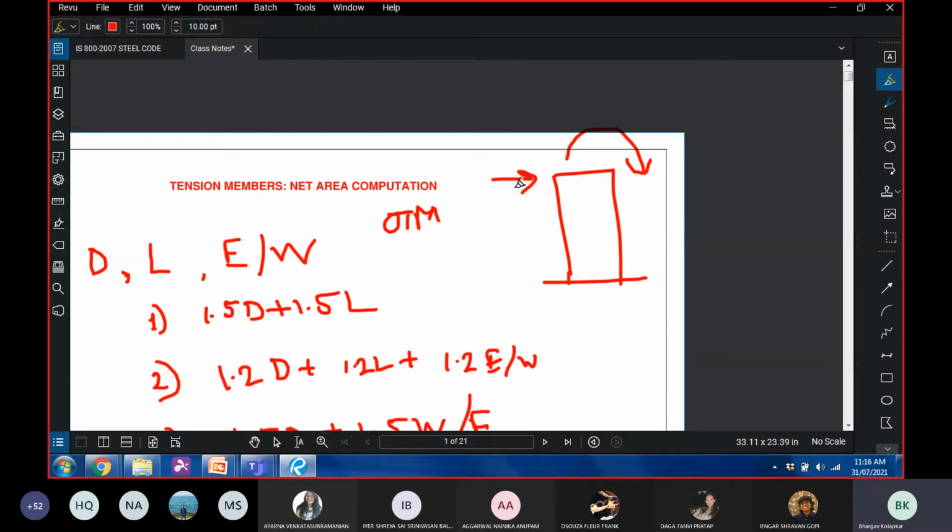Now, why is there a moment? Because you're applying some load, the structure is going to develop a resistance. There's a lever arm, so there's a moment. So there's this overturning moment because of which the structure might overturn.